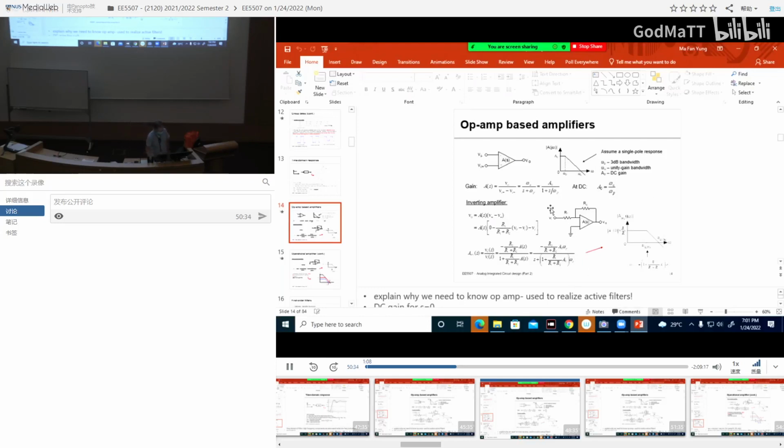But now if you put in the real op-amp, which has finite gain, this is where you work it out, and you find that this is the frequency response. So important question: if I give you this circuit, how are you going to analyze it?